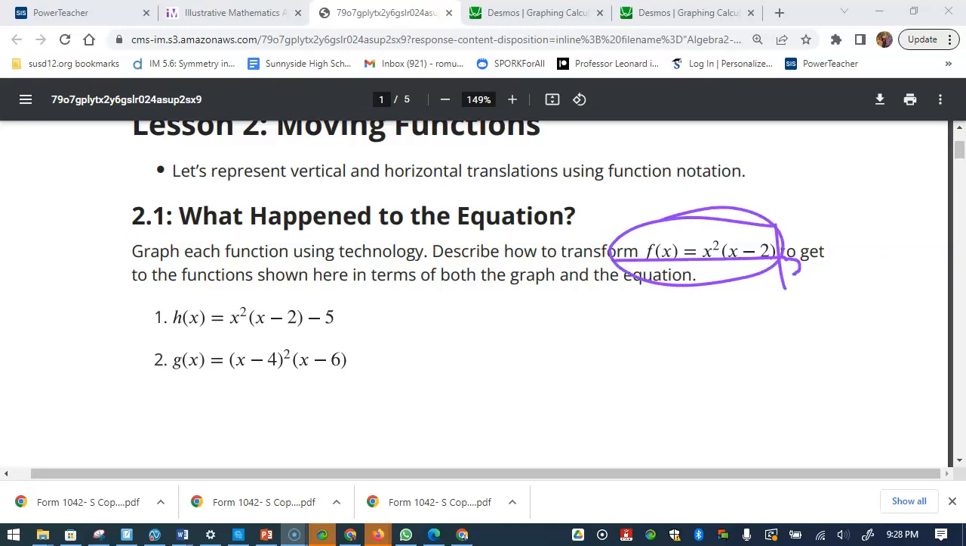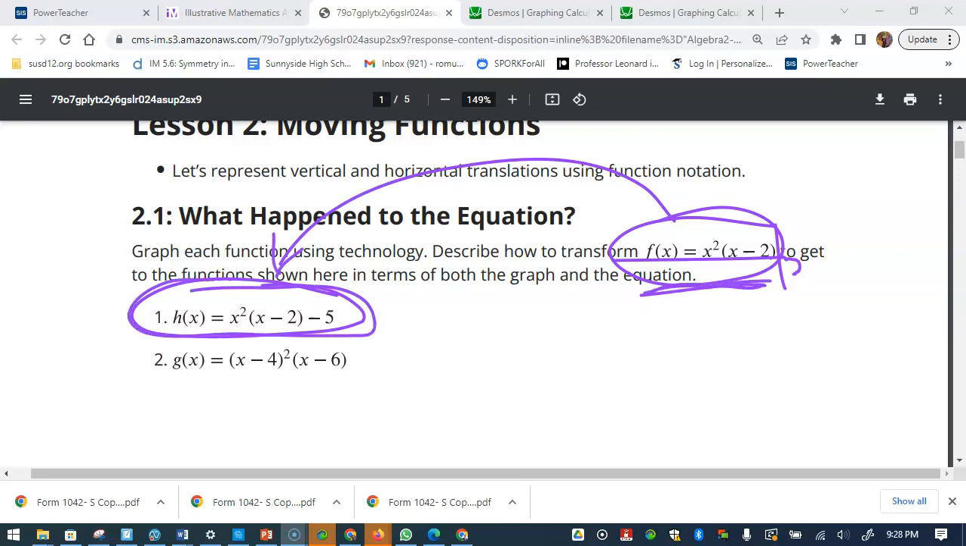This is the original equation, and they say let's see what you see as the difference from the given equation, which is f of x, to this equation. Okay, pause the video for a while and see if you can decide it yourself.